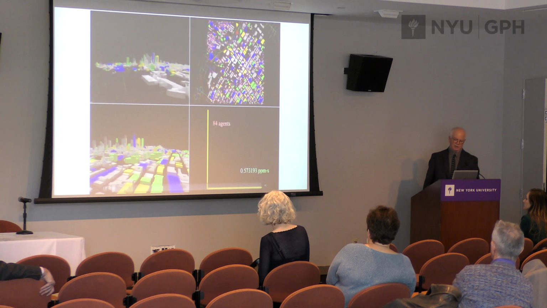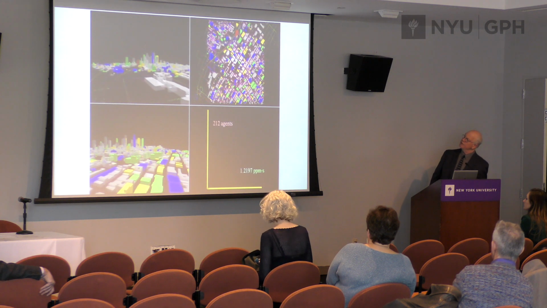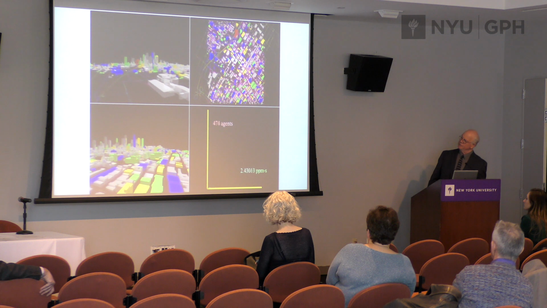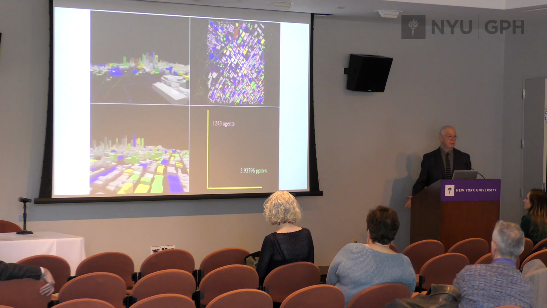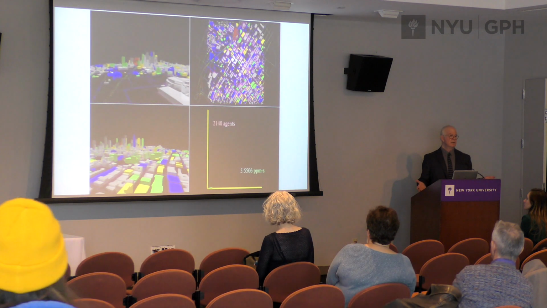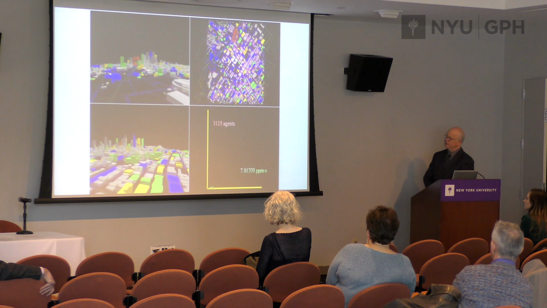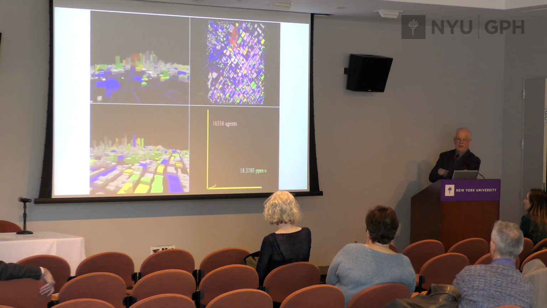Upper left is what you saw. Upper right is looking down on this plume as it spreads. Lower left is another view. And of course, the metric of interest is how many people are exposed and how many people die. All right, how many agents? Parts per million per second is the measure of toxic exposure, and we can track that.